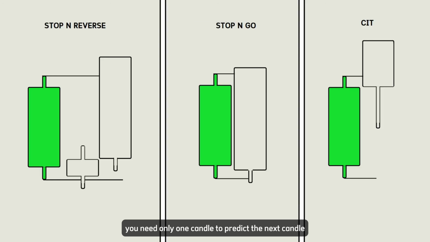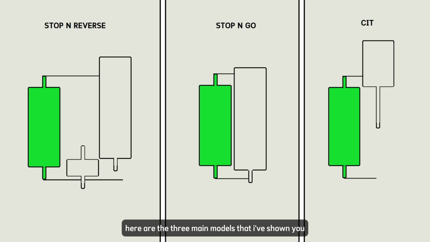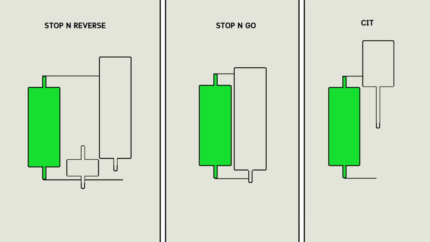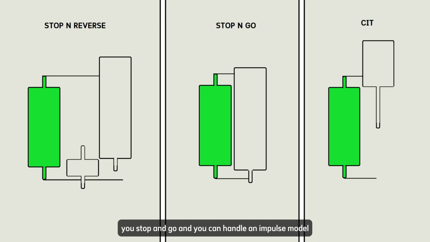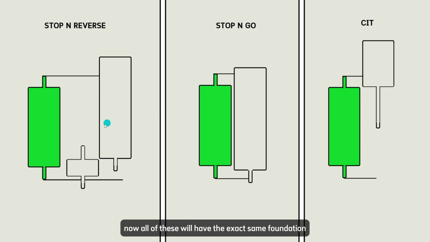You need only one candle to predict the next candle and the next few candles. Right here are the three main models that I've shown you using the CRT: your stop and reverse, your stop and go, and your candle impulse model, okay? Now, all of these have the exact same foundation of starting from this one candle.